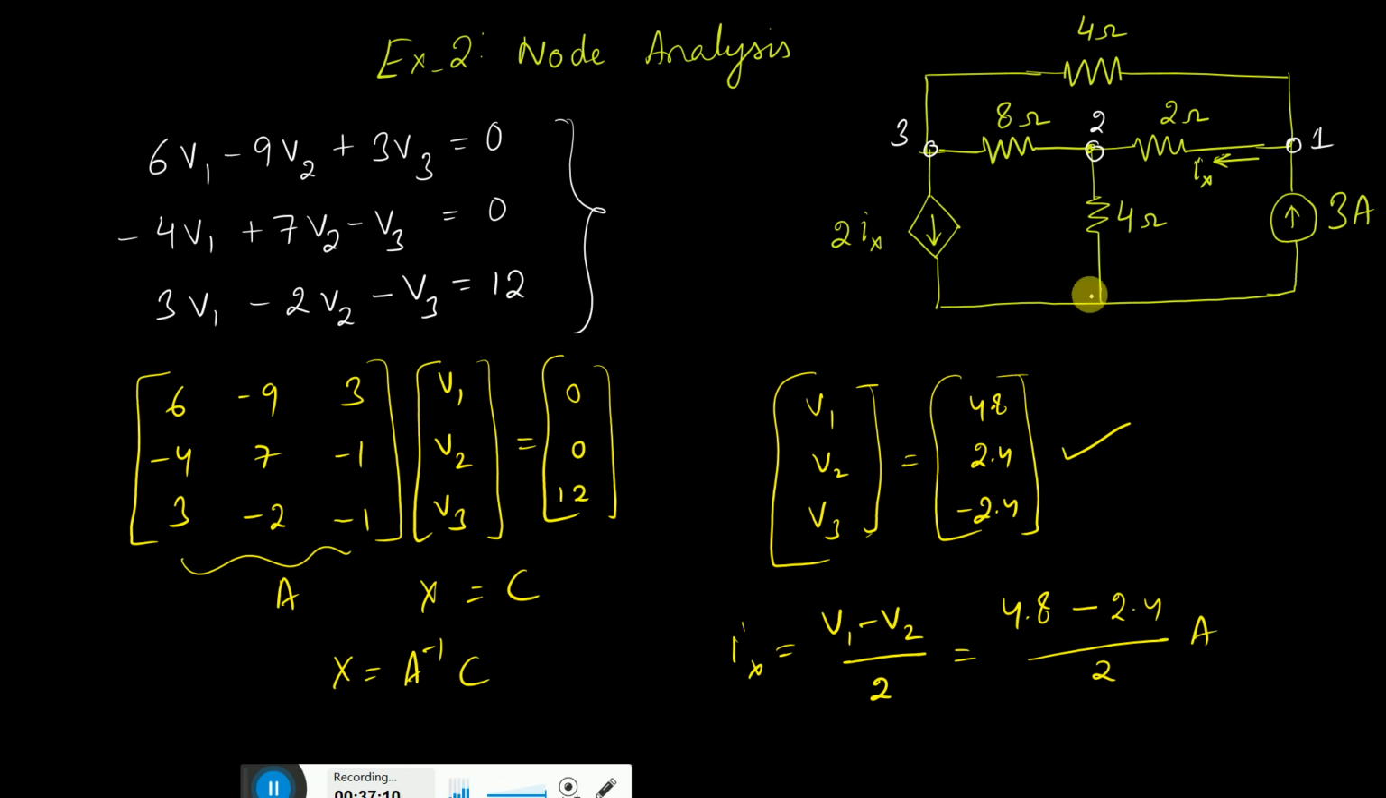So once you know the node voltages V1, V2 and V3, obviously you can find the current from any branch. Suppose somebody is asking the current through the 4 ohm in this direction. Okay, V1 minus V3 divided by 4. But if the question is asking what is the current in the other direction, then V3 minus V1 divided by 4. So node analysis means finding the potential of the nodes.